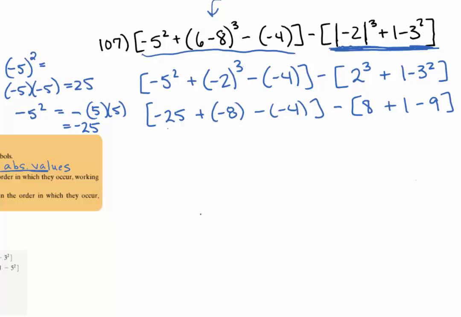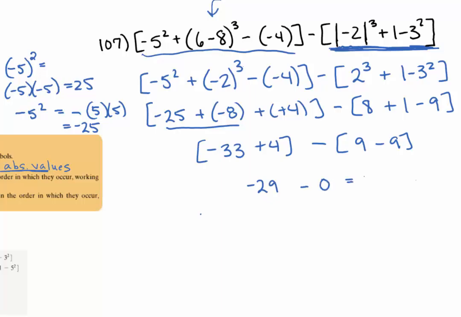So I'll do negative 25 plus a negative 8, which is negative 33, minus negative 4 is the same thing as plus 4. And then 8 plus 1 is 9, minus 9, and then what we would have left is a negative 29 minus 0, which gives me negative 29.